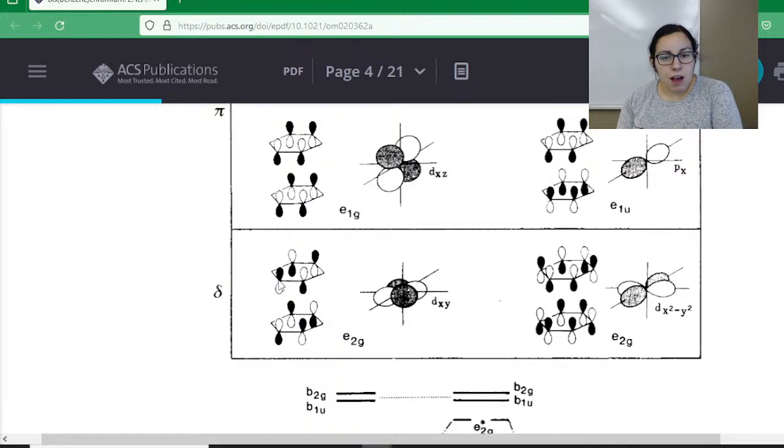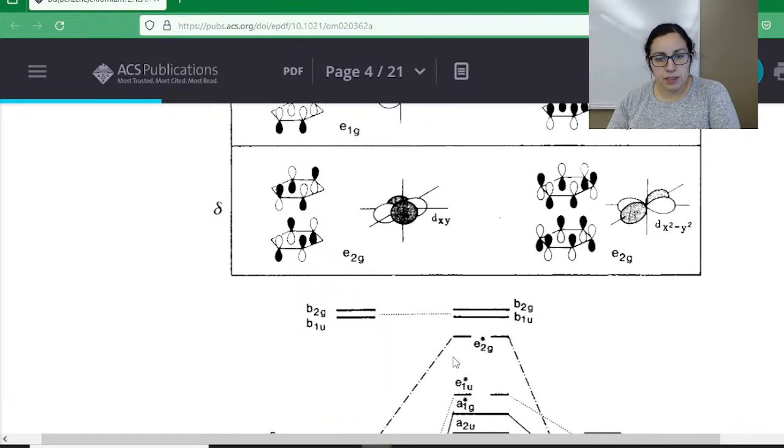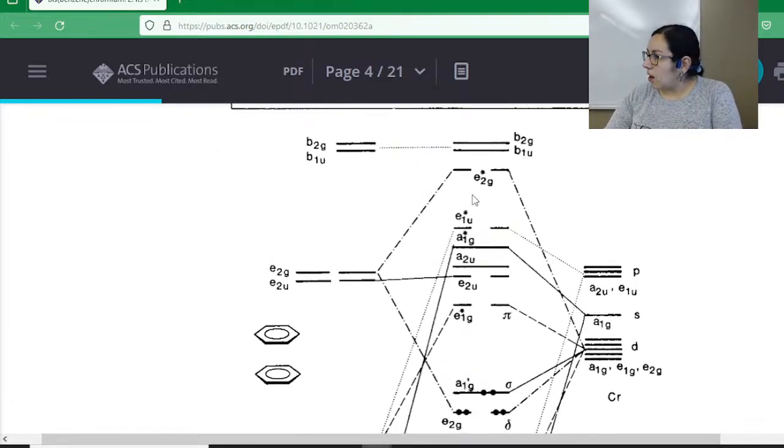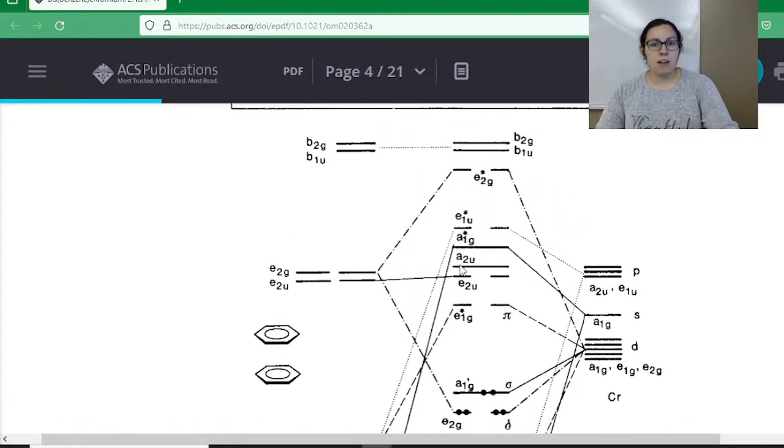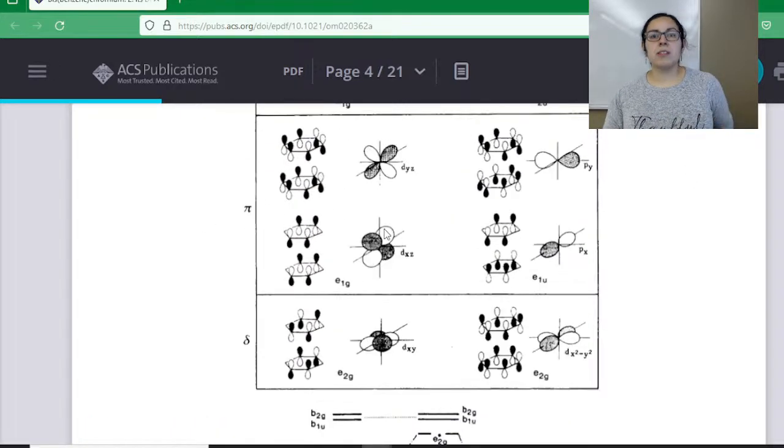But basically, how do the pretty pictures match up? So the pretty pictures match up with these d orbitals, so our xy and x squared minus y squared. And then they go on to make our diagram, where the same labels can bond with each other. So this is obviously way more advanced, but that's kind of where we're going.